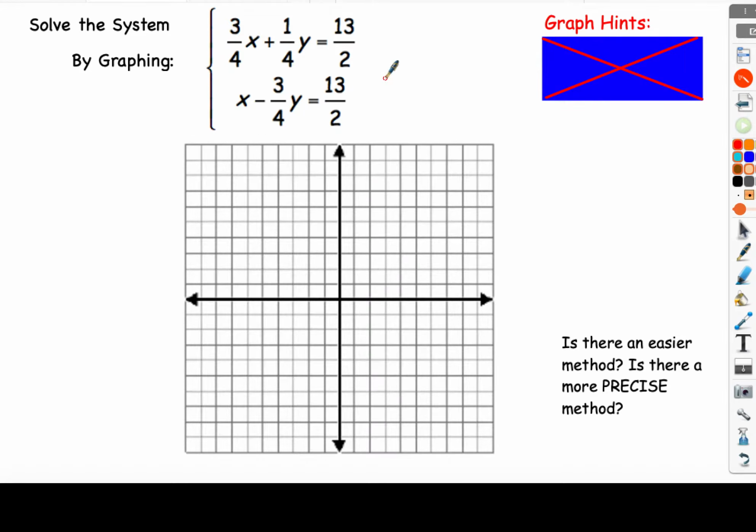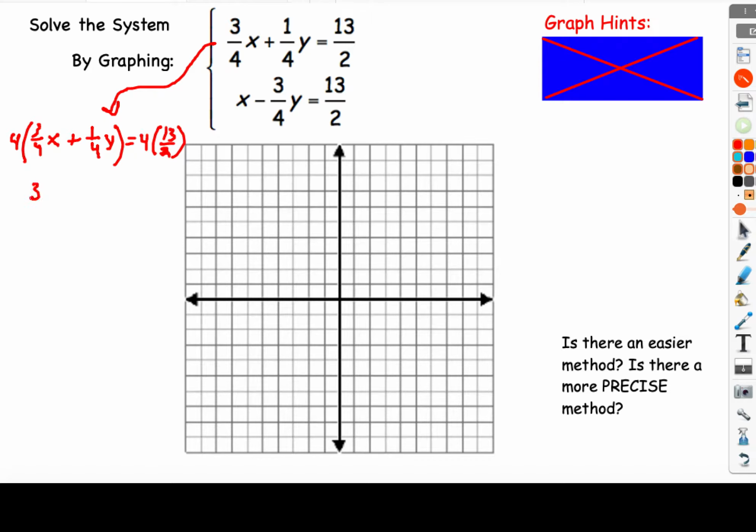And so what I'm going to try to do is use y equals mx plus b, our slope-intercept form. I'm going to take this top equation and multiply both sides by 4, using those common denominators. 4 times 3/4 x, plus I distribute that to my 1/4 y. I can only multiply something on one side of an equation if I multiply it on both sides, so I'll also multiply that 13/2 by 4.